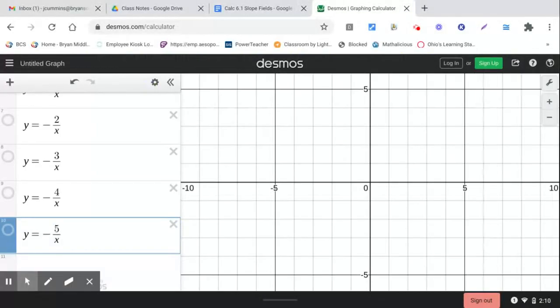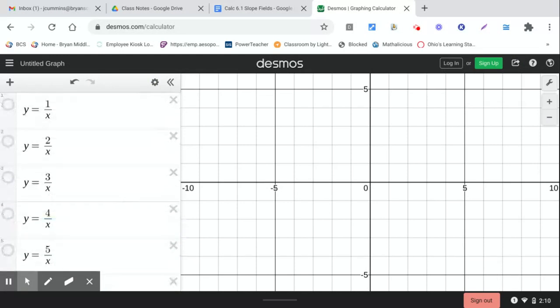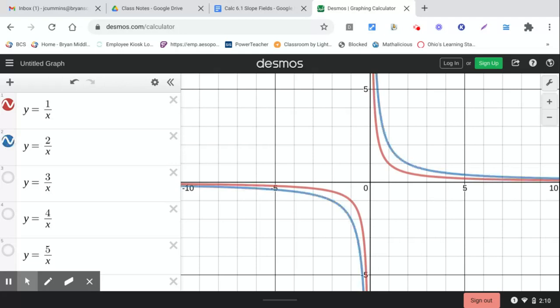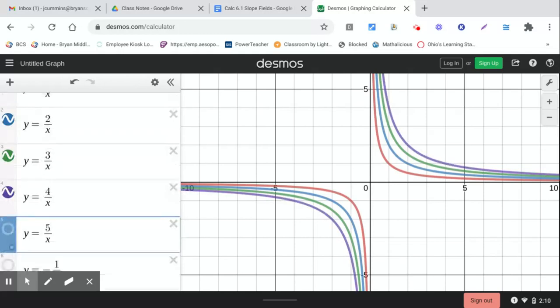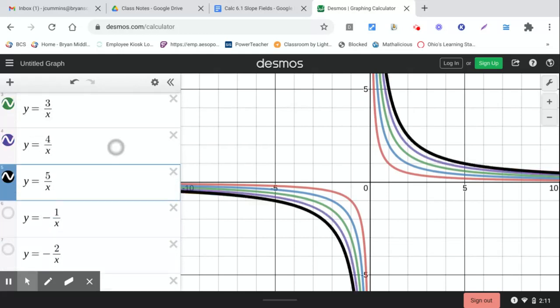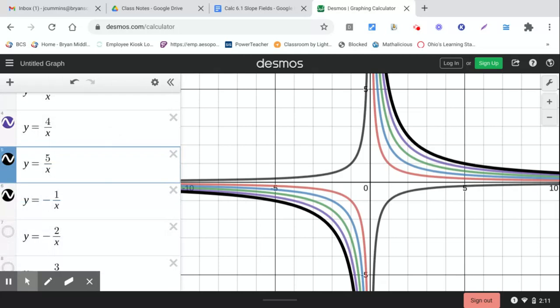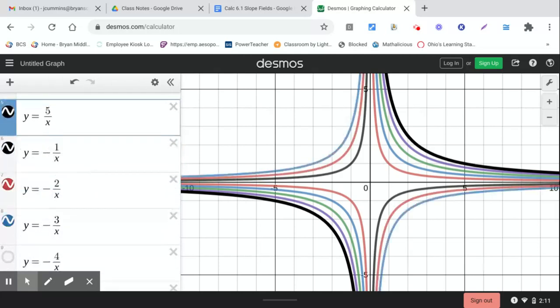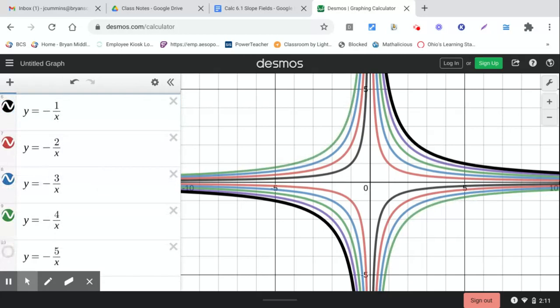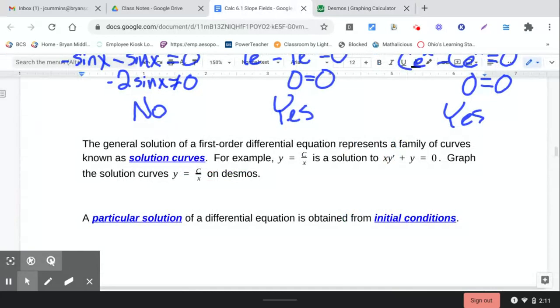If you plug in 1 for c, that's what you get. Or if you plug in 2 for c, so 2 over x, or 3 over x, or 4 over x, or 5 over x. And you could keep doing that. I also plugged in negative values. So here's negative 1, negative 2 over x, negative 3, negative 4, and negative 5. And of course, you could keep doing this. But this on Desmos shows you the family of curves that are all solutions to that differential equation.